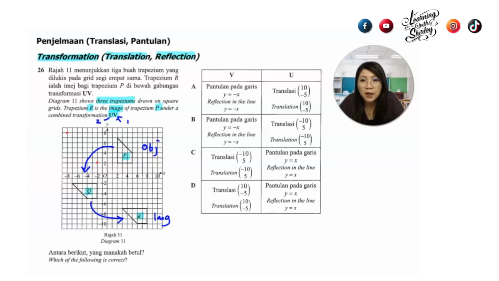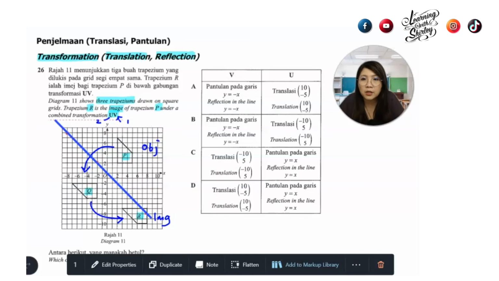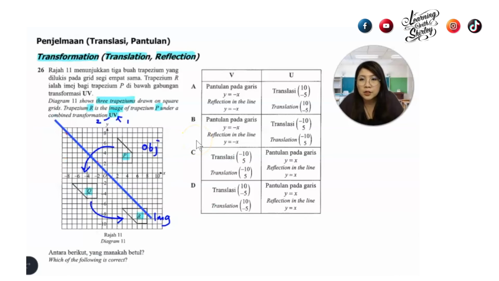When it's 8, -8, and here 8, -8. So I'm going to use a ruler and join them together to get the line of reflection. So we got a very nice line of reflection here. This line is y equals -x. Why? Because when x is 8, y is -8. When x is 6, y is -6. So it satisfies this equation. So this is the line of reflection. Yes, it's a reflection.